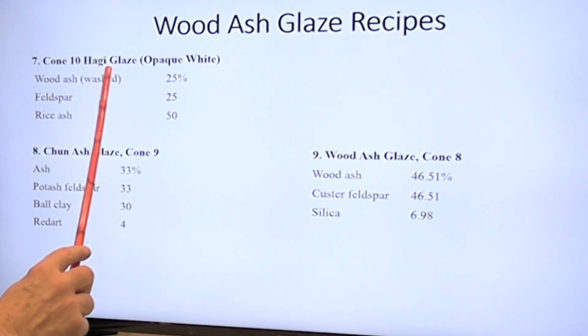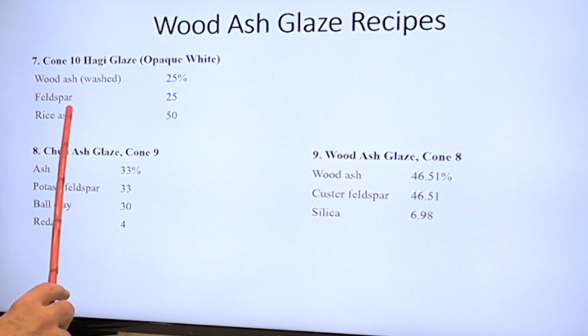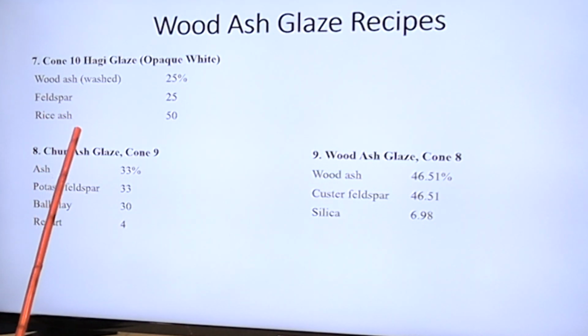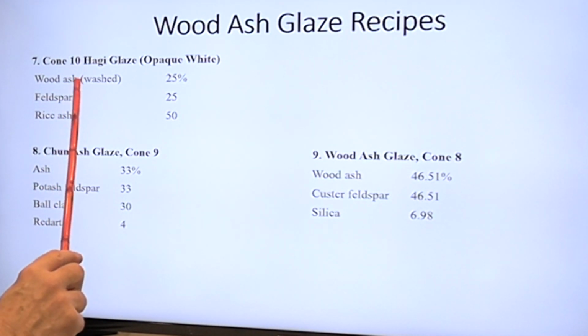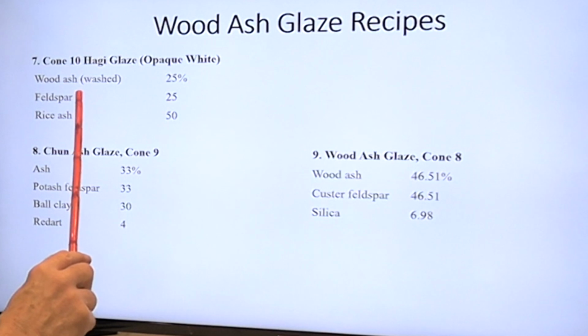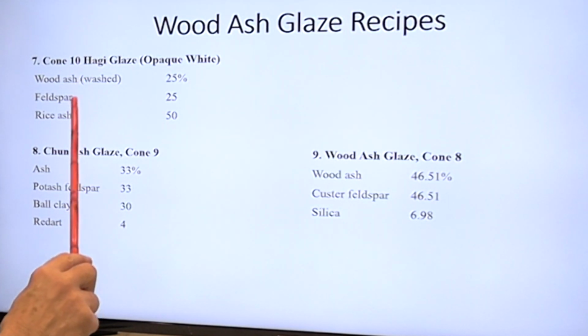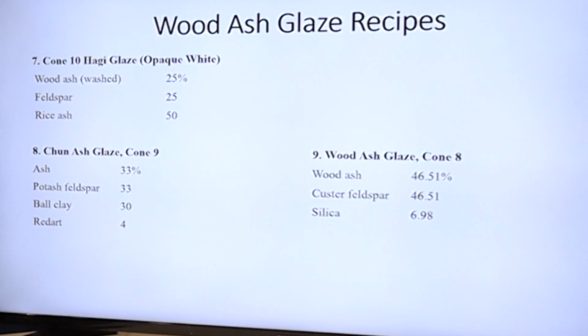And here's a Hagi glaze. This is another Japanese glaze. And again, in this case, they're calling for rice ash, and again, the rice ash is really a source of silica. So you've got wood ash, feldspar, so there's your fluxes and your aluminous, and the rice ash is giving you more silica. And again, it's opaque white because there's so much silica in it that it's acting like an opacifier.